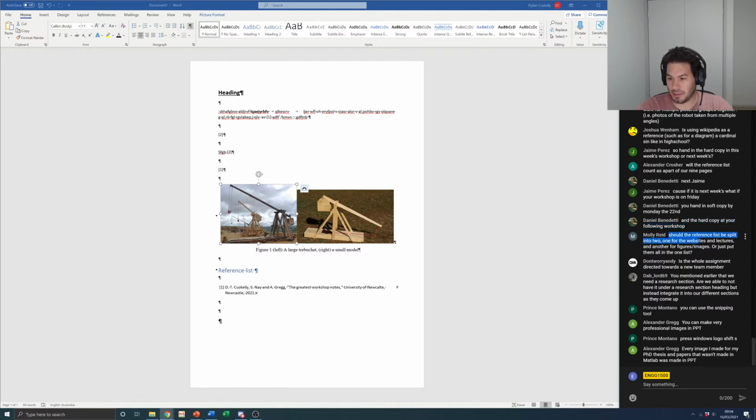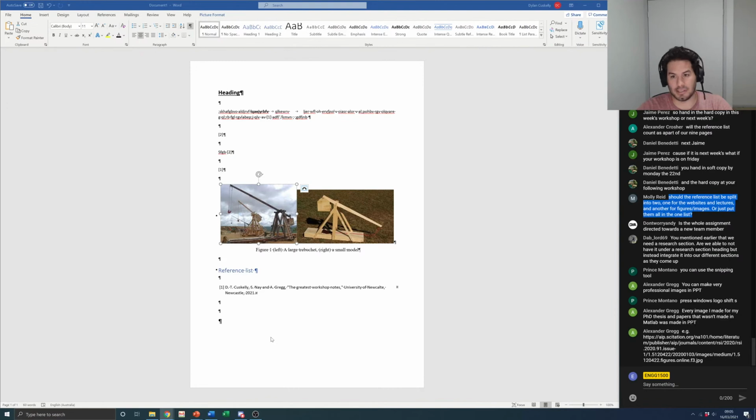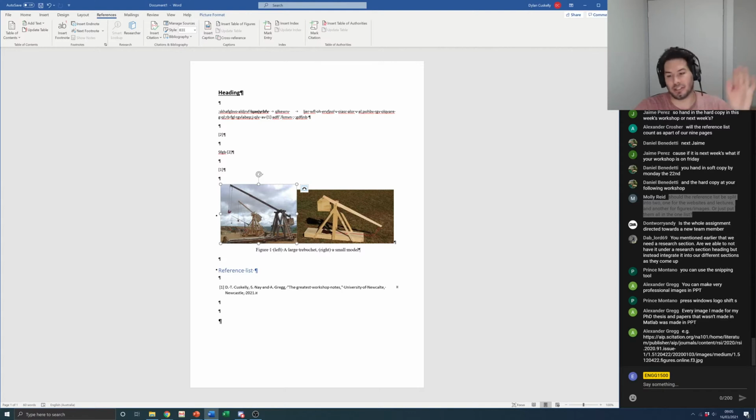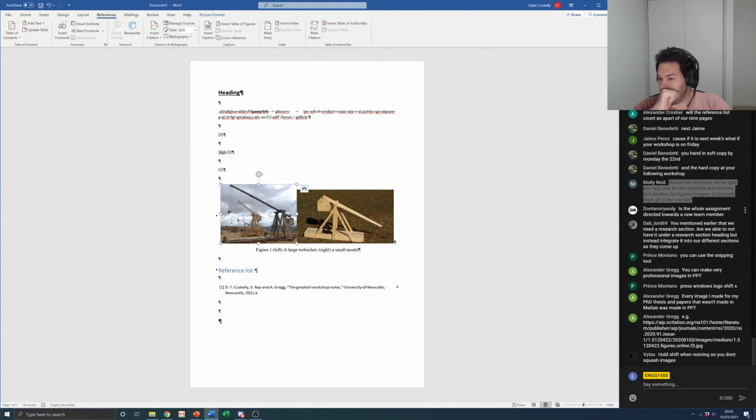Should a reference list be split into two, one for websites and lectures? No. You don't have to stress about any of that. The beauty of this type of referencing style is it doesn't split that type of stuff up. You just have references and they just appear as numbers in the text and then they just appear as one long list at the end. And in a big PhD thesis, that list might be 30 or 40 pages long, and that's fine. They're just numbered in order. It's super simple. There's nothing to stress about. Just bang your references in Word and it'll output it and just let it do its thing.